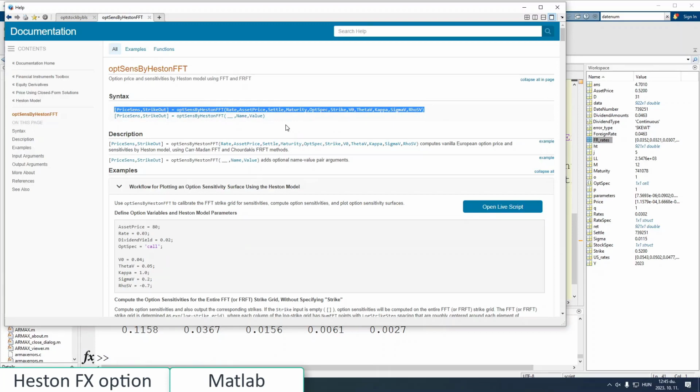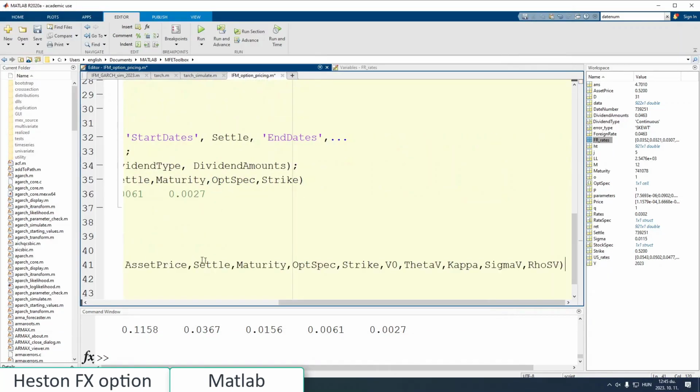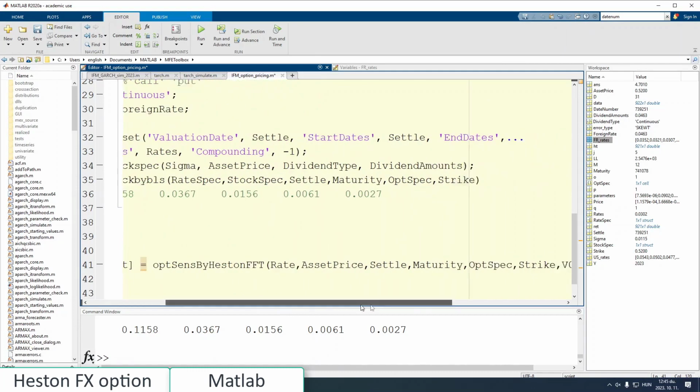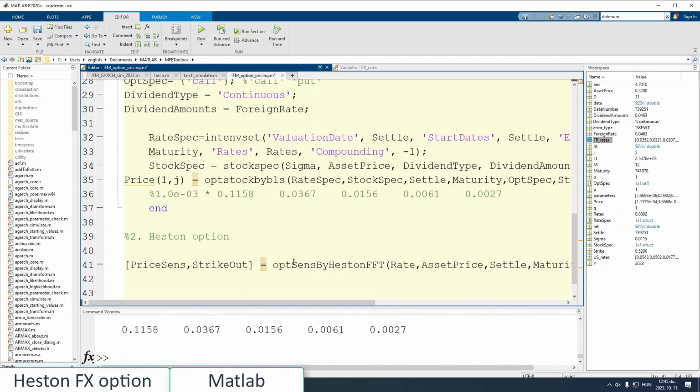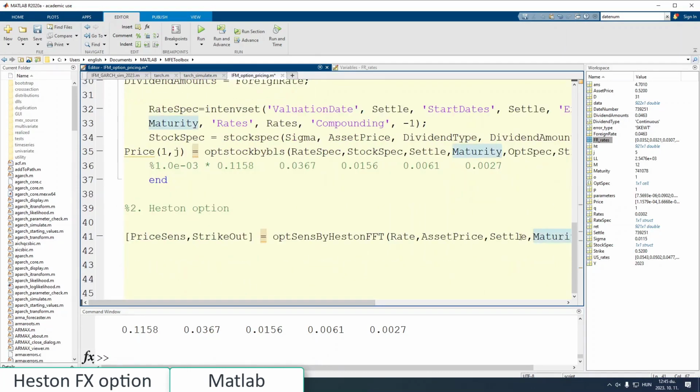We just copy it here. So we have some input variables, and if you use triple dots, then we can cut the line. We need rate, asset price, settle date, maturity date, spec, we had this already, strike, and then all the little things which are describing the behavior of volatility.